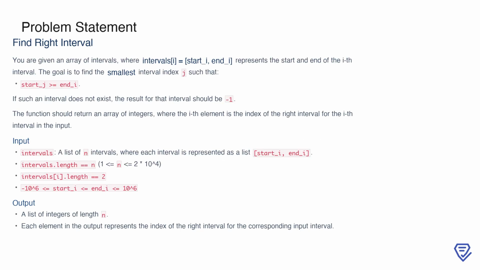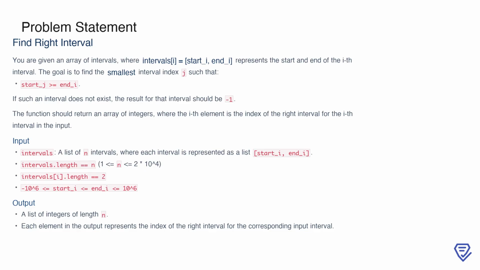In this problem, we are working with an array of intervals, where each interval is defined by a start and an end point. Specifically, the ith interval is represented as [start_i, end_i]. The goal is to determine, for each interval, the index of the smallest interval that starts at a point greater than or equal to the end of the current interval. If no such interval exists, we will return -1 for that interval.